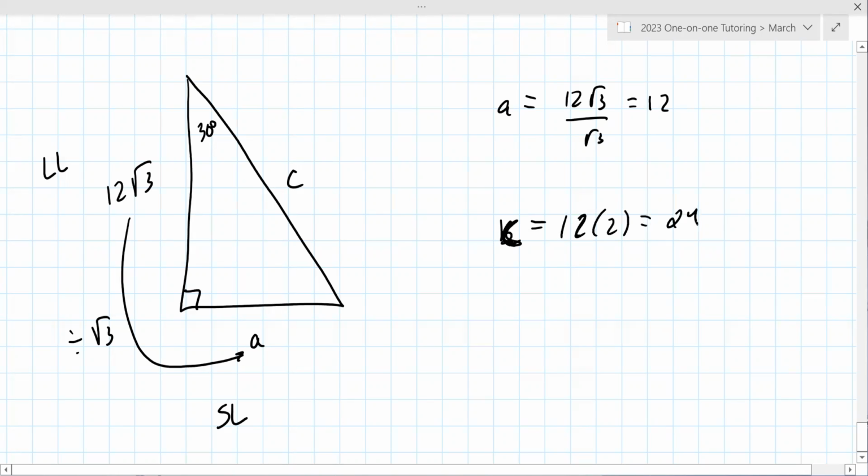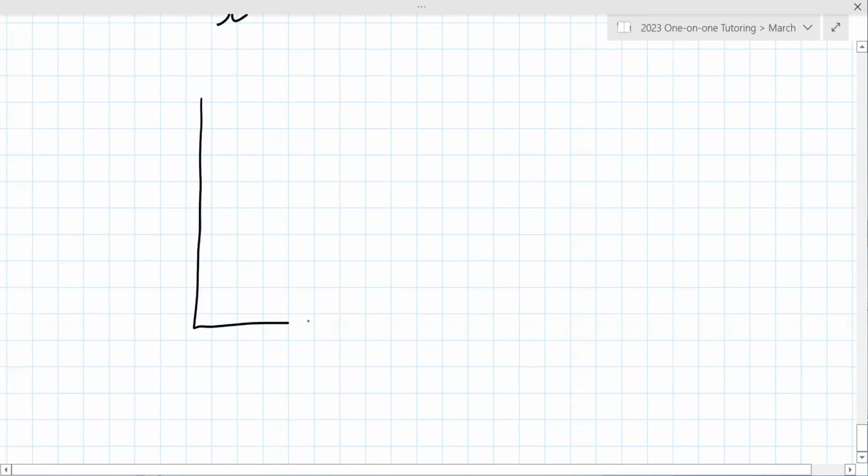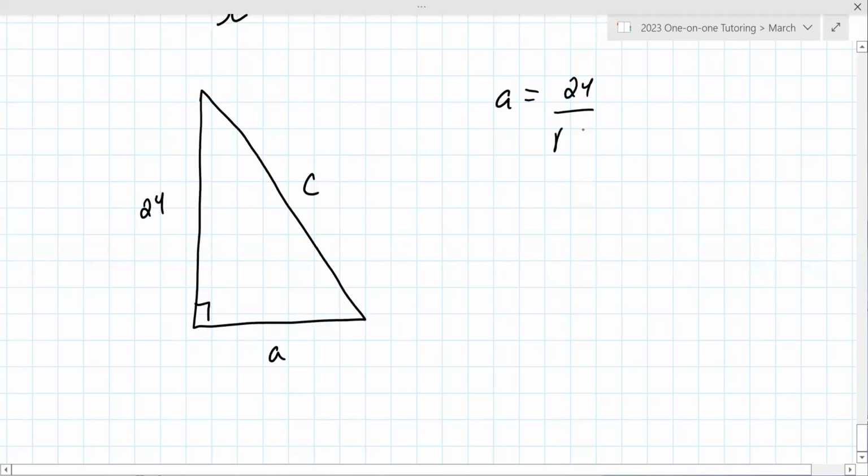That's the best case. Everything's really nice. We're going to do one more problem, and then I'm going to give you a bunch of random ones to test this, but it's all leading to this type of problem. So let's say the long leg is not nice. It's 24. Now you have to take 24 and divide it by the square root of 3.